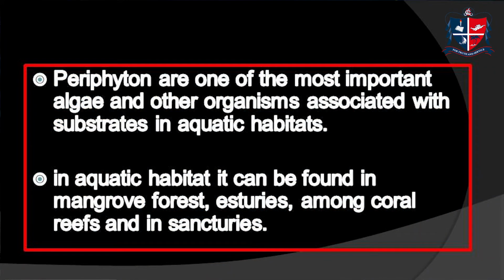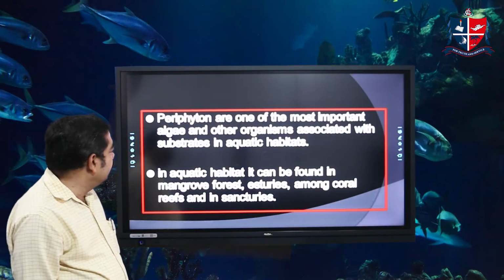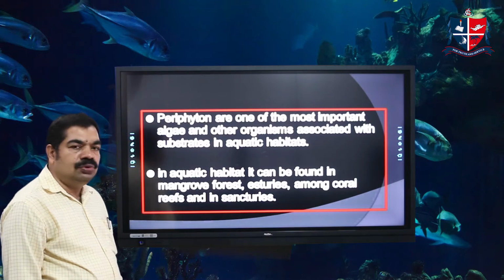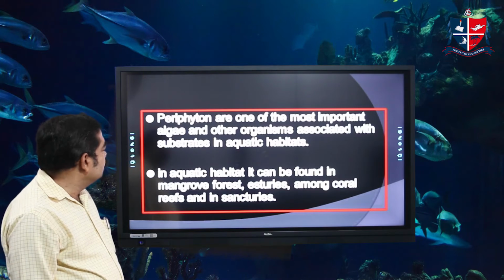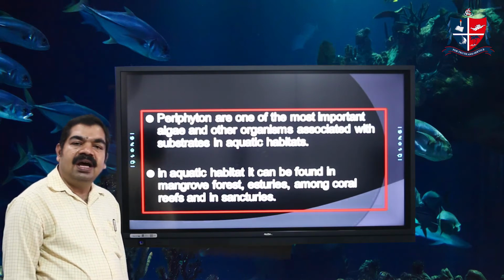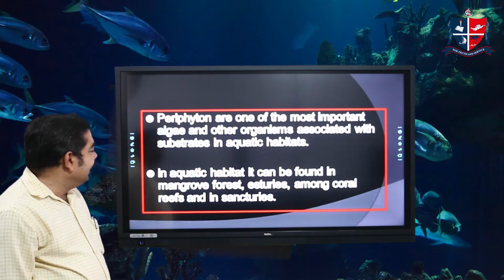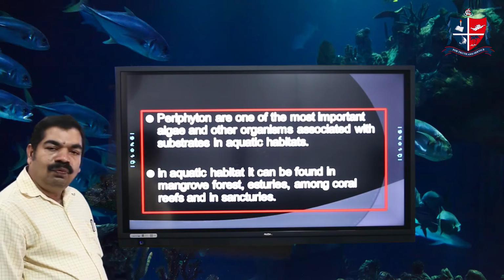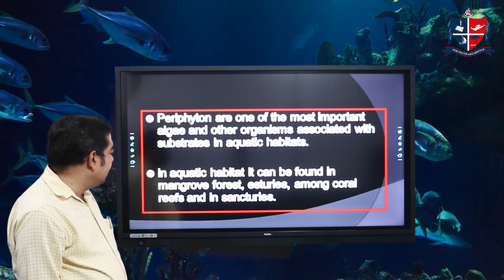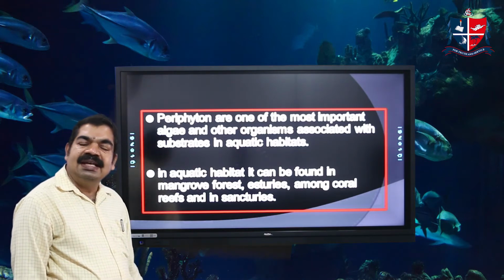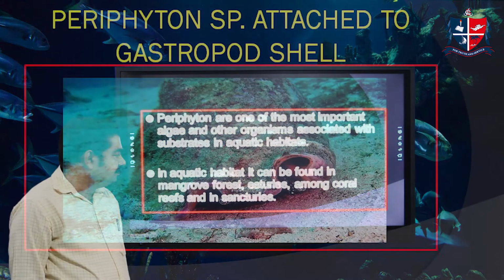Next, coming to other introductory points, periphyton are one of the most important algae and other organisms associated with substrates in aquatic habitats. So this periphyton community is very important as far as the aquatic environment is concerned. In aquatic habitats, it can be found in mangrove forests, in estuaries, and also among coral reefs and sanctuaries. These are the different areas in which we can find a periphyton community.